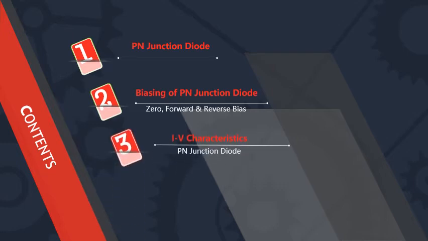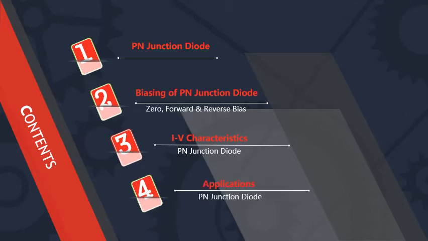Next we will move on to the IV characteristics of the PN junction diode, meaning the characteristics drawn between the two axes, current axis and voltage axis. So this is called the IV characteristics of the PN junction diode. Next we will move on to the applications of the PN junction diode in different areas. So let's start.